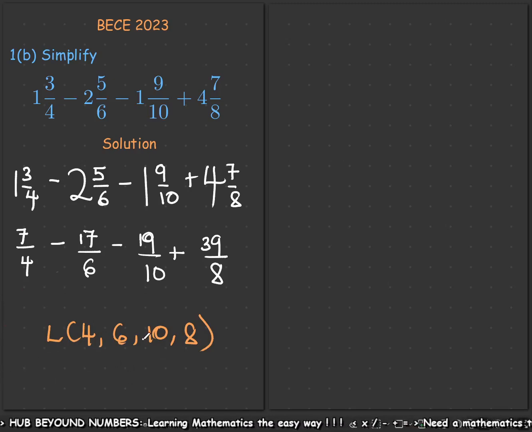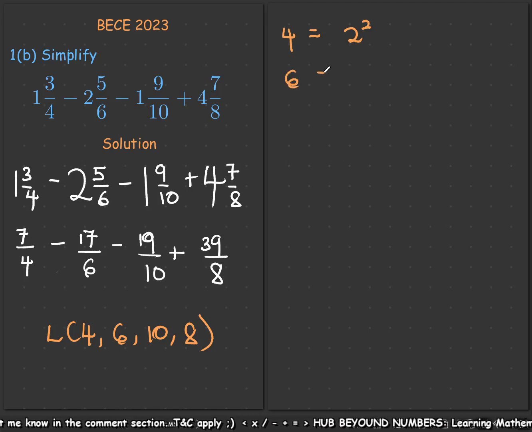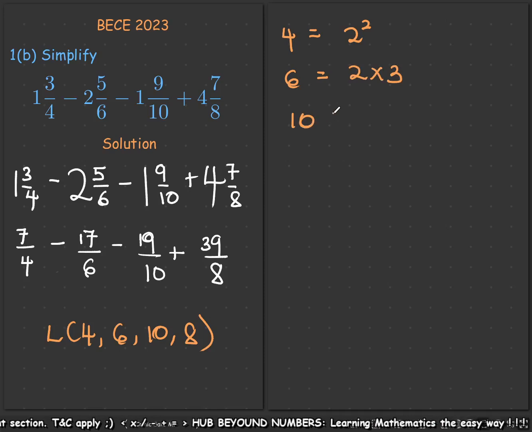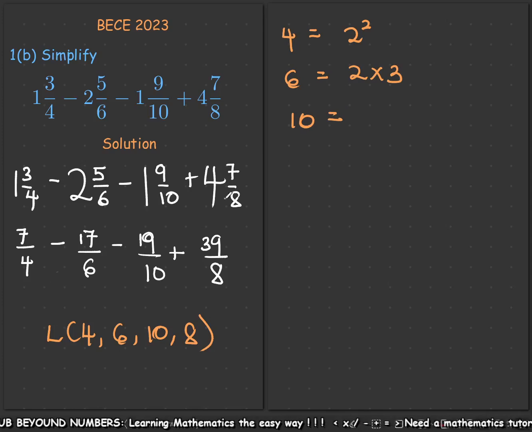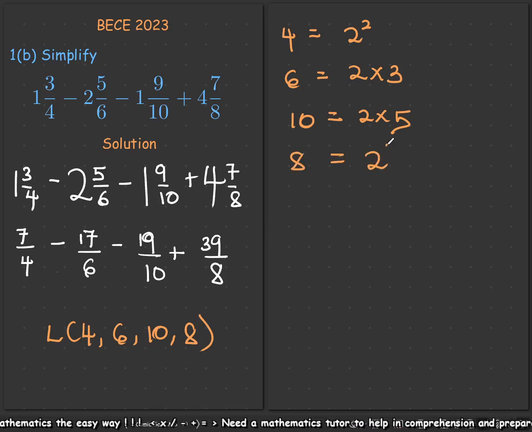Let's quickly look at how to use the prime factorization method to look for the LCM of these over here. Using the method of prime factorization, what you do is you write 4 as a product of primes. That is 2 raised to the power 2. Then you write your 6 also as a product of primes. That is 2 times 3. Then your 10 also as a product of primes, and that is 2 times 5. And then finally our 8. That is 2 to the power 3.